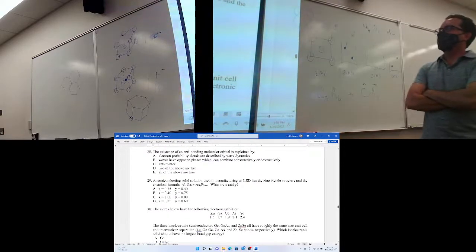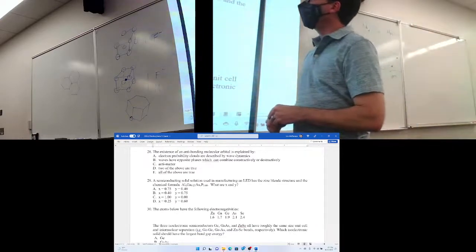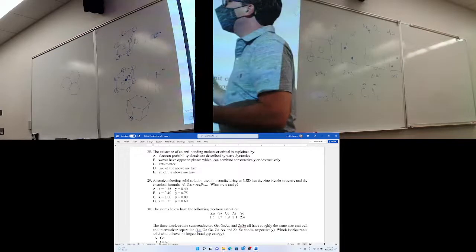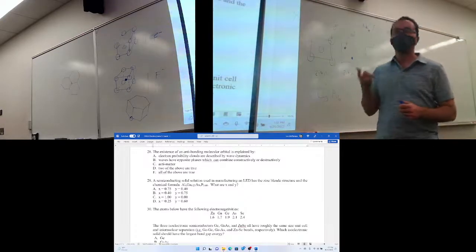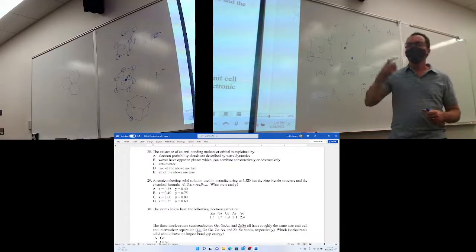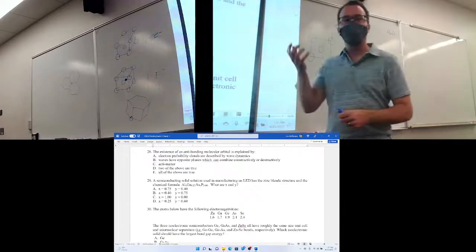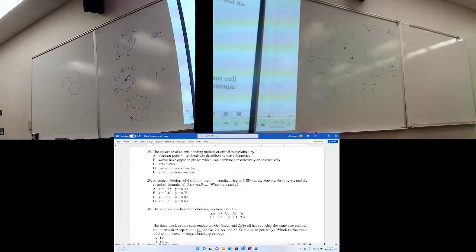A semiconducting solid solution used in manufacturing LEDs has the zinc blende structure, and this chemical formula. What are X and Y? So, what does this all mean? Well, remember when we make an LED that has zinc blende structure, it has to be isoelectronic with a group 4 element. It has to have that average of 4 valence electrons. It's kind of what we've focused on. So, do what I did before, and label these. Which group are they from? Group 3, group 5, whatever?